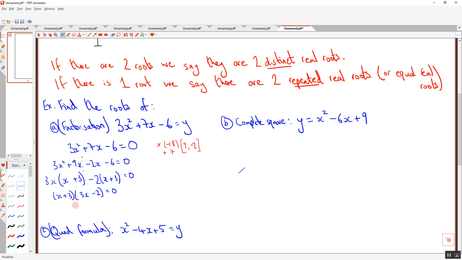And then to finish off, I need to write down what the roots are. So from x plus 3, what is the root? Negative 3. And from 3x minus 2? 2 over 3. Right, good. So I've got two real roots, yep. Two distinct real roots. Is that okay? Please learn it, learn the method.